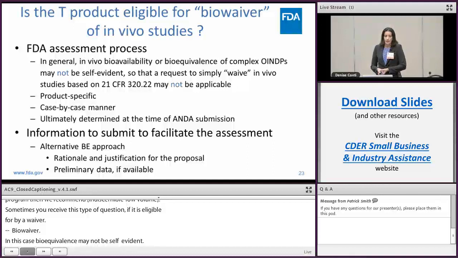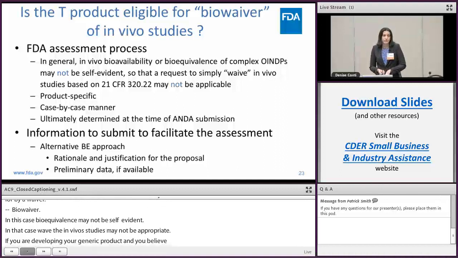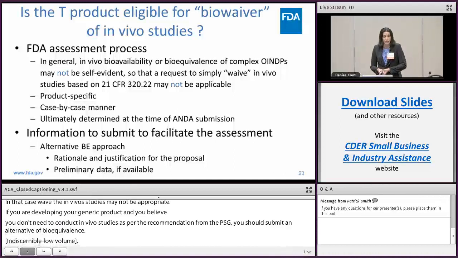So if you are developing your generic product and you believe you don't need to conduct in vivo studies as per the recommendations in the PSG, you should be submitting an alternative bioequivalence approach in lieu of the clinical study that is currently recommended. In this case, in addition to your proposed approach, you should be submitting your rationale and justification. And if you have preliminary data to support your proposal, you can also submit that.